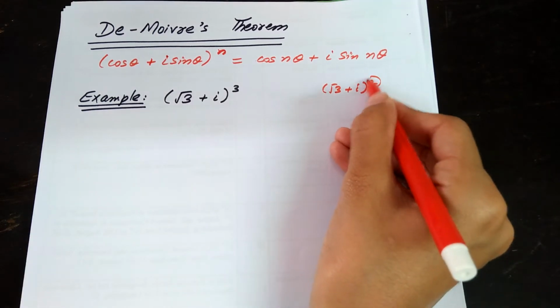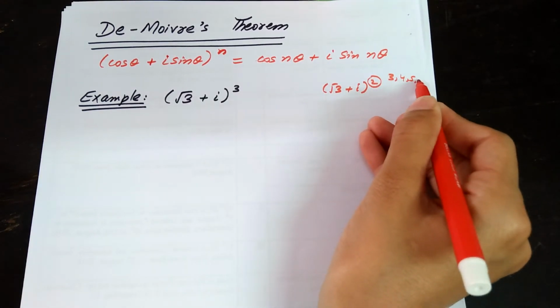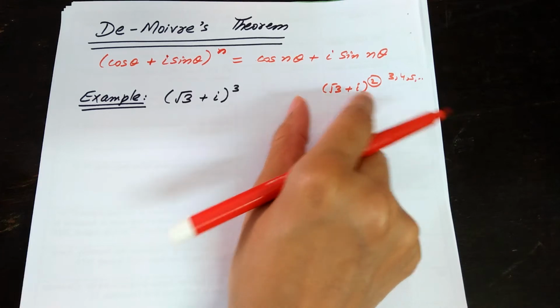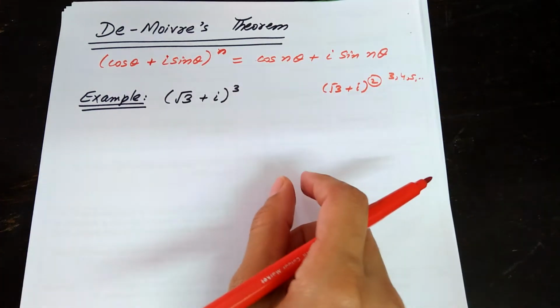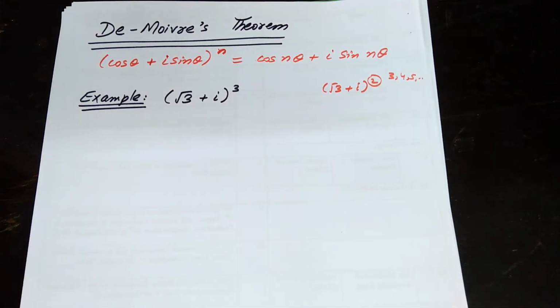But for the powers 3, 4, 5 and so on, it will be difficult to open it and multiply the terms with each other. So for that purpose, it is easier to use De Moivre's theorem. And what is that De Moivre's theorem?